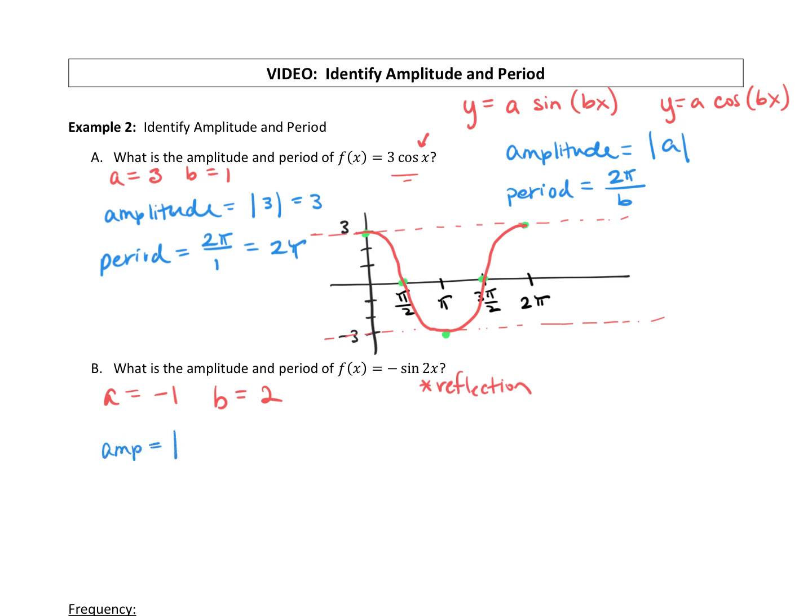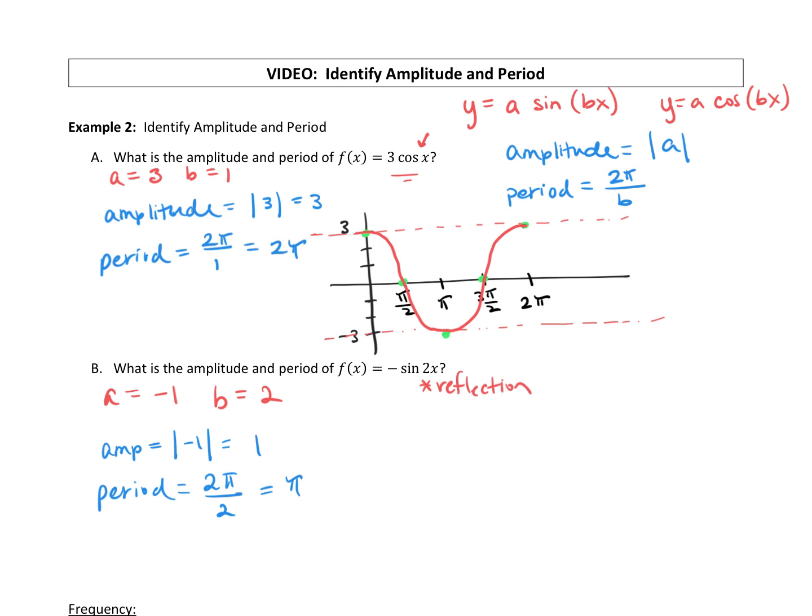The amplitude is the absolute value of your a value. So our amplitude is 1. We took the absolute value of the negative 1. The period is 2 pi over b. So 2 pi divided by our b value, which is 2. We'll simplify that. Our period is pi. So what that means is that's going to be a horizontal compression.